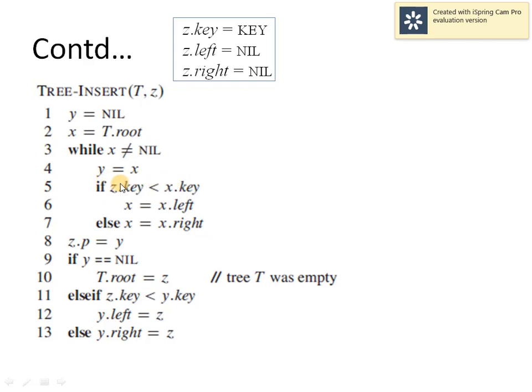If the new key value which we are trying to insert is less than the node value, then we have to move towards left, otherwise we have to move towards right. So you can observe when the while loop at line number 3 terminates, at that time x will reach null and y will point to a node, after which we have to insert this z node.